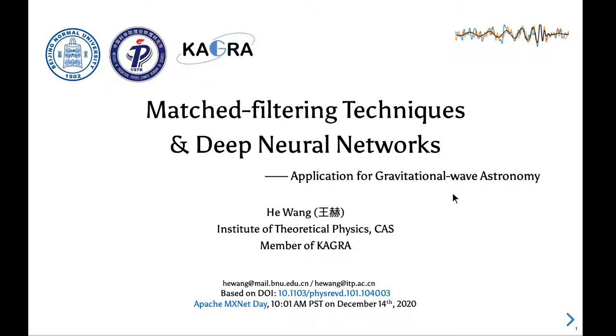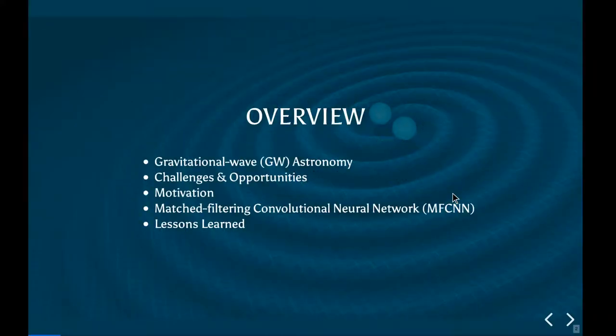I will talk about our recent works on deep neural networks for gravitational wave astronomy. I will quickly go through what gravitational waves are and how they are produced and observed by us. Then I will talk about what we are facing, both challenges and opportunities in the data analysis. Despite that, we propose our brand new neural structure. We call it match filtering convolution neural network to solve the above problems.